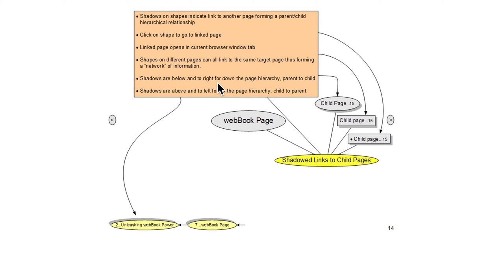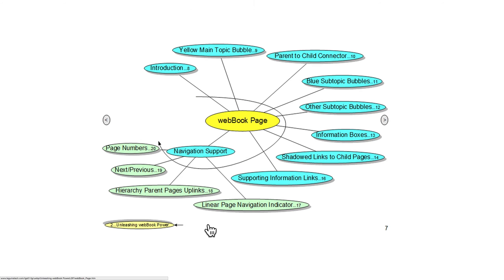There's the concept of right: lower right, below and right, is down the hierarchy. We'll talk a little bit more about page navigation, about going up the hierarchy, but these upper left shadows go up from the child to the parent page. So again, shadowed links are a critical element of pages.